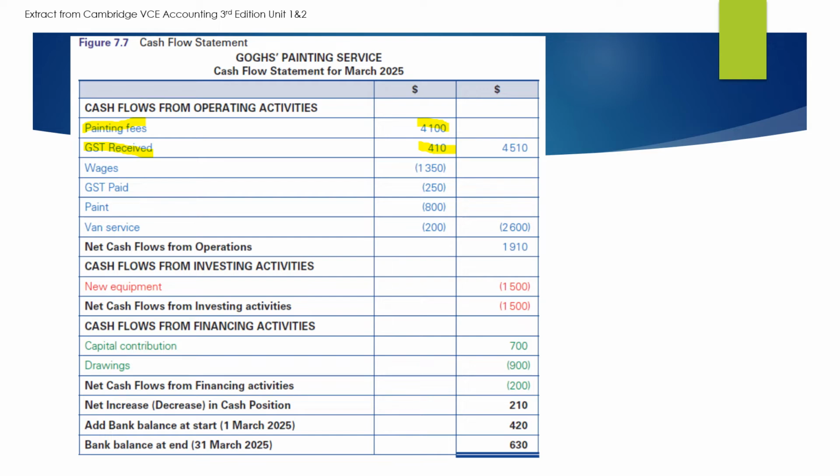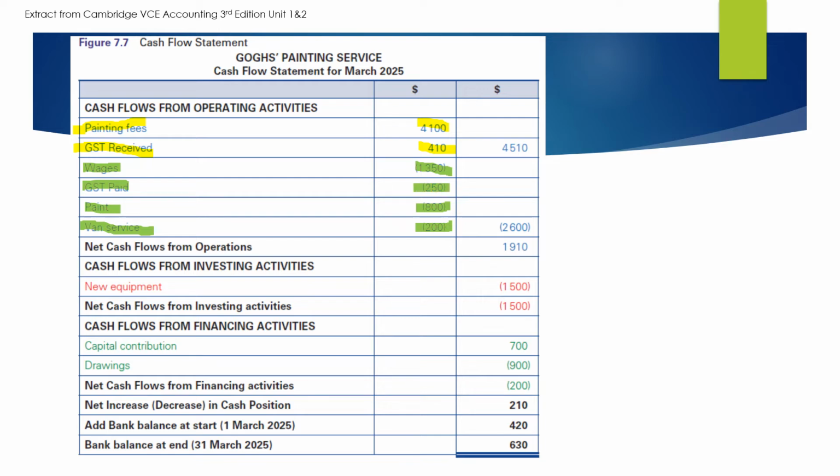However, when we are reporting them in a cash flow statement, we separately report them under the operating activities section. Now let us have a look at the cash outflows from operating activities. Here we have wages, paint, and van service, which are all cash outflows from operating activities. Take note that GST paid is also reported under operating activities.